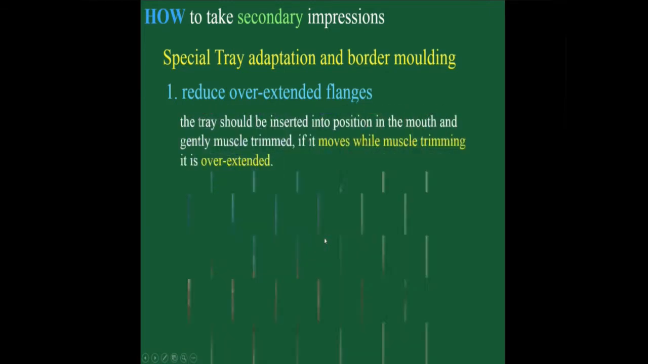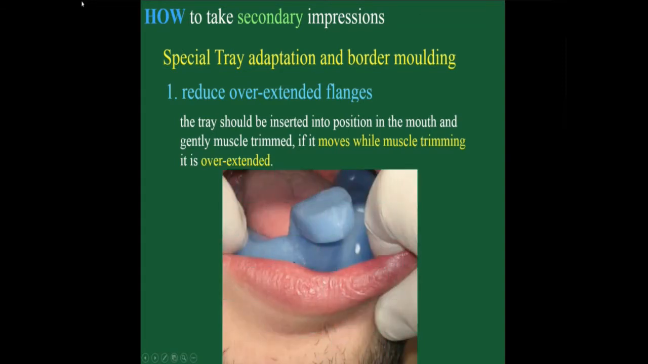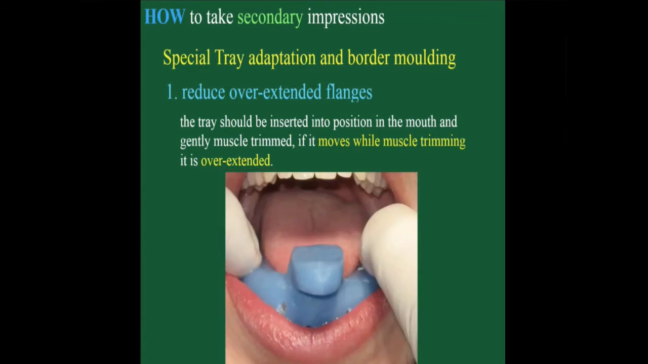We test it by popping the tray in, holding it lightly in place, picking up the lip for our border moulding and moving. And if the tray moves when we border mould, then it's overextended somewhere. Be aware of the mentalus insertion.